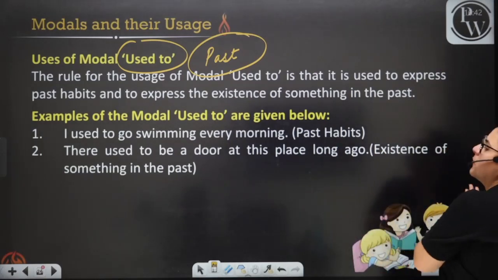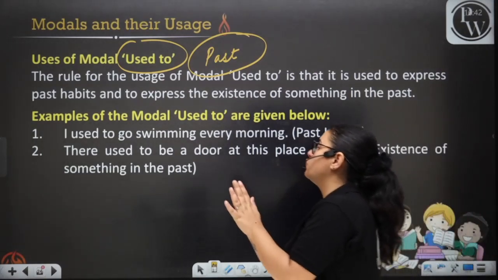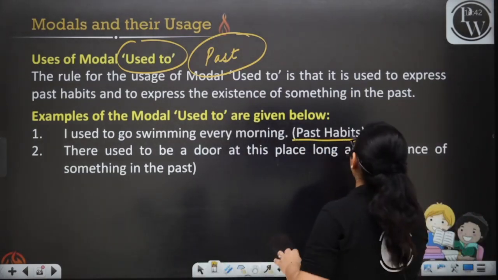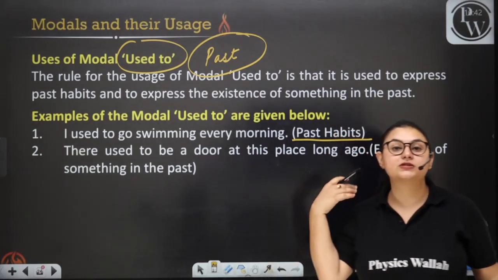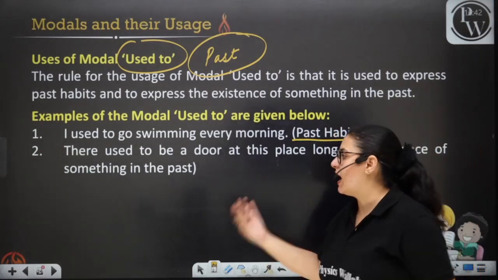I used to go swimming every morning. Now this is past habit. Okay, this is used to exhibit the past habit.